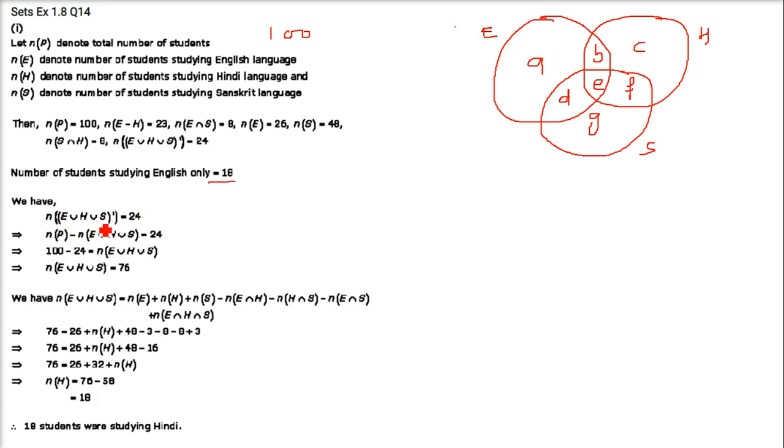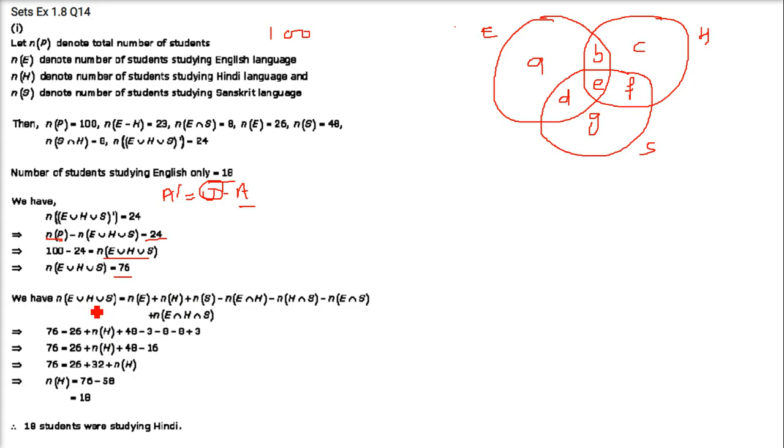So the complement of A can be written as the universal set minus A. Always it can be written so. So this can be written as n(U), that is the total, minus n(E union H union S), which is going to be equal to 24. So 100 minus 24, you bring it here. So n(E union H union S) is 76.